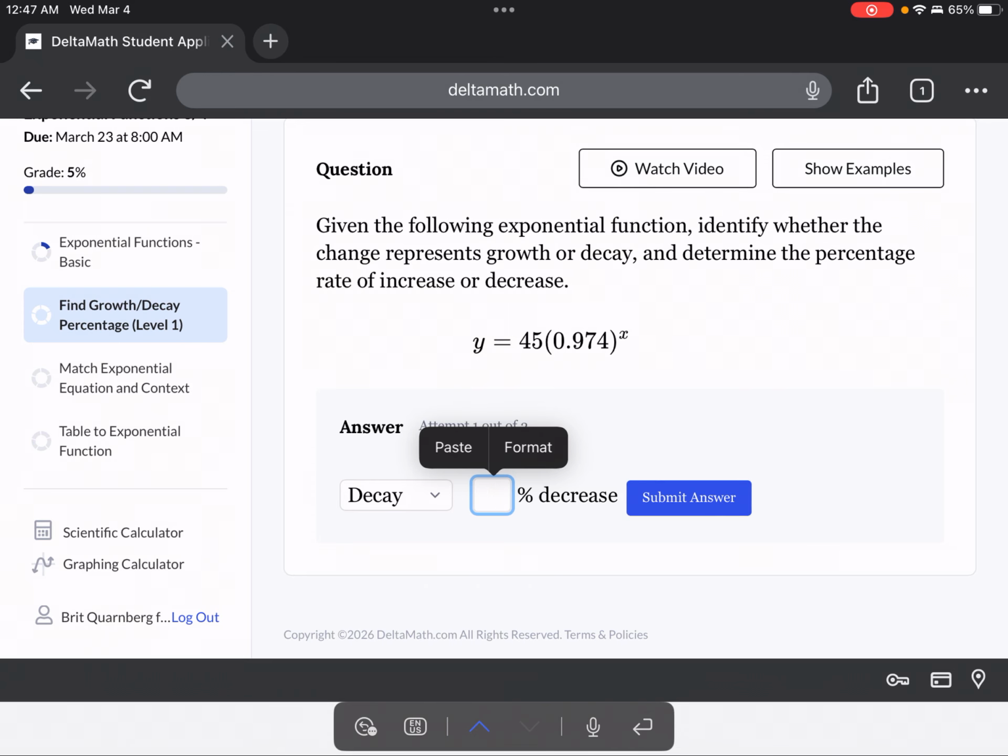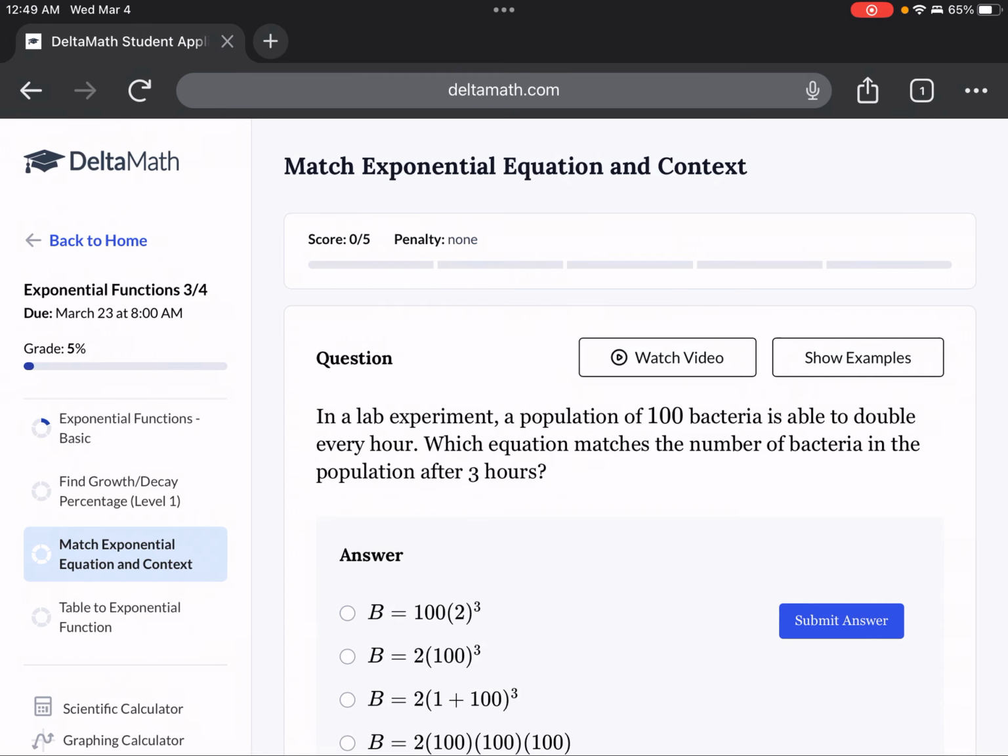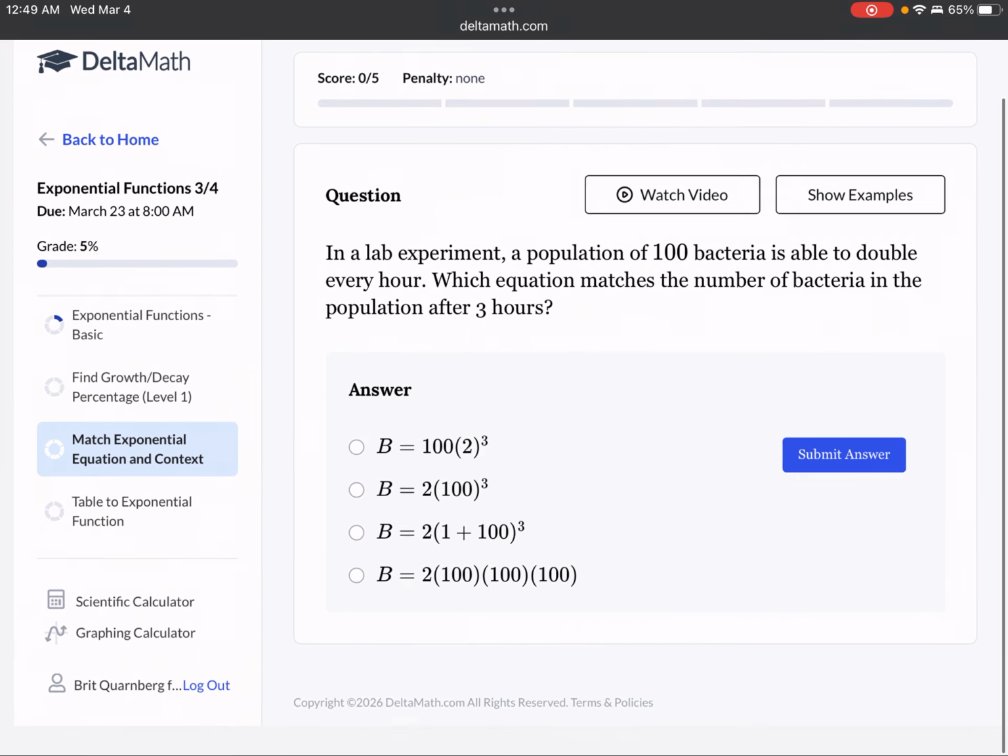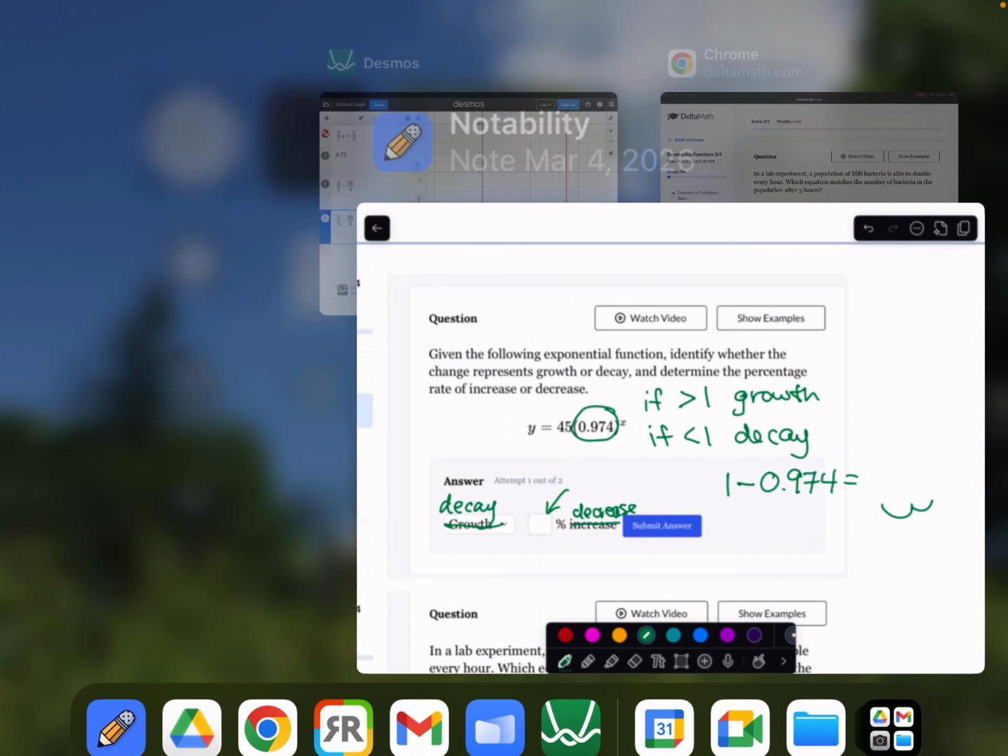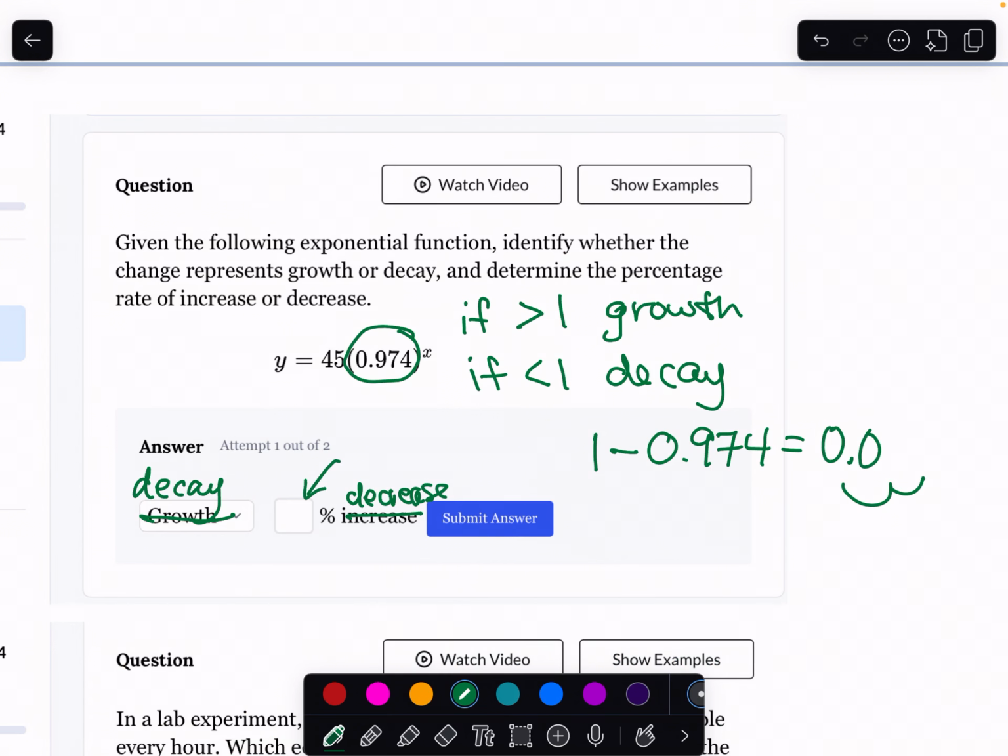Okay, then we have the second to the last. The next part is in a lab experiment with a population of 100 bacteria. So that means that's the initial value, and it's able to double every hour. So that means I'm going to come and circle things that I can. Okay, so we got 0.26. Oops, so we moved it twice. So we got 2.6%, and we would want to put 2.6 right there. Okay, sorry to come back to that.